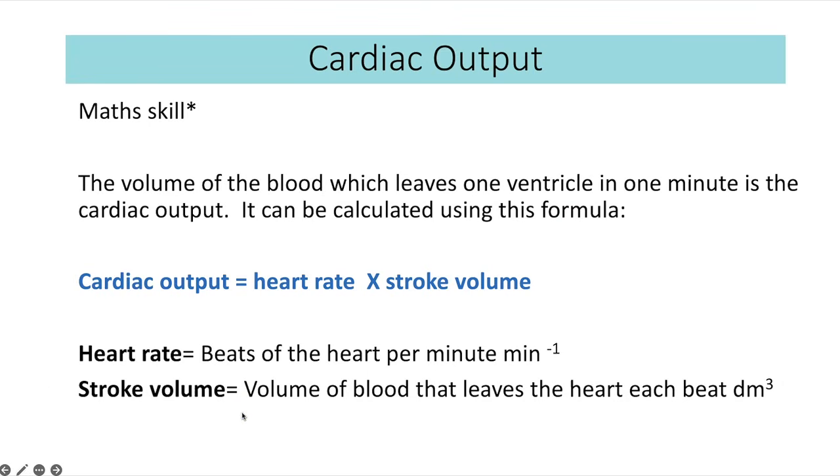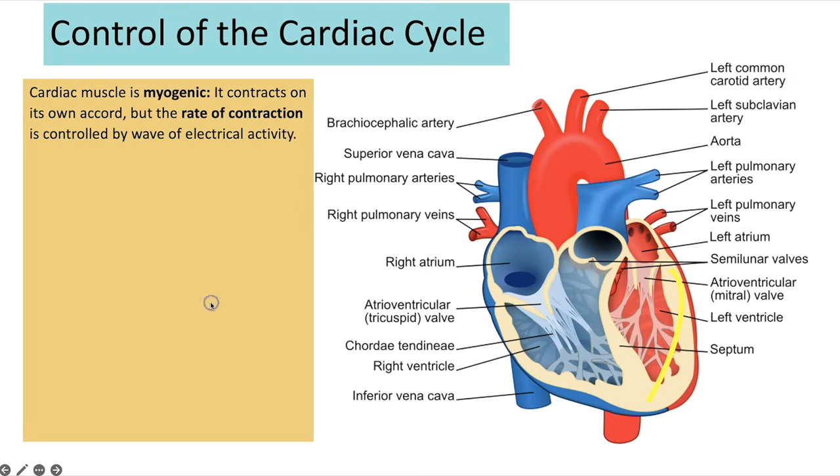Now, you could be asked to do this particular maths skill, which is calculating the cardiac output. And that is your heart rate times the stroke volume. The heart rate is the number of times your heart beats per minute. And the stroke volume is the volume of blood that leaves the heart after each heartbeat. So essentially your cardiac output is the volume of blood which leaves one ventricle in 1 minute. And that is how you'd go about calculating it. Or you could be asked to rearrange the equation to work out heart rate or stroke volume as well.